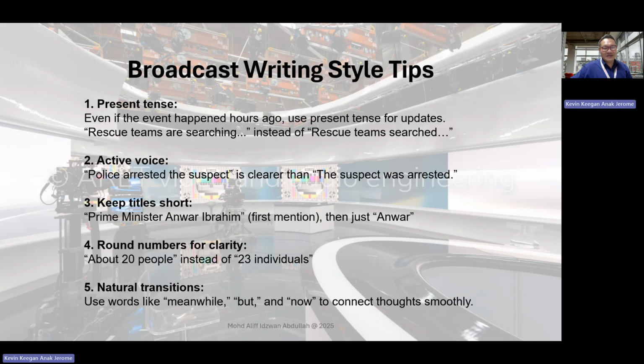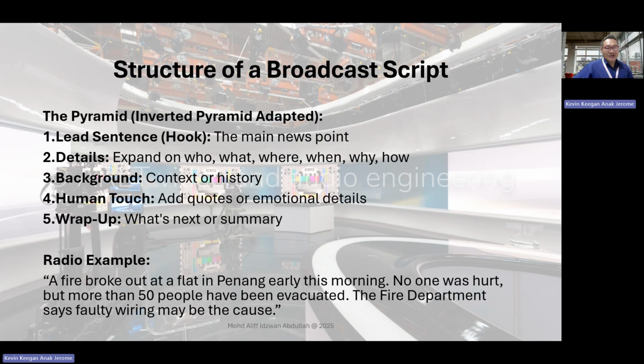Broadcasting writing style tips: present tense, active voice, keep titles short, round numbers for clarity, and natural transitions. For example, number four here, about 20 people instead of 23 individuals. Individuals means satu, dua, tiga. 20 people means a huge number, even though it's 20, a huge number. You have to use the words correctly. Next, you still need to use the inverted pyramid model. So you need to use that one.